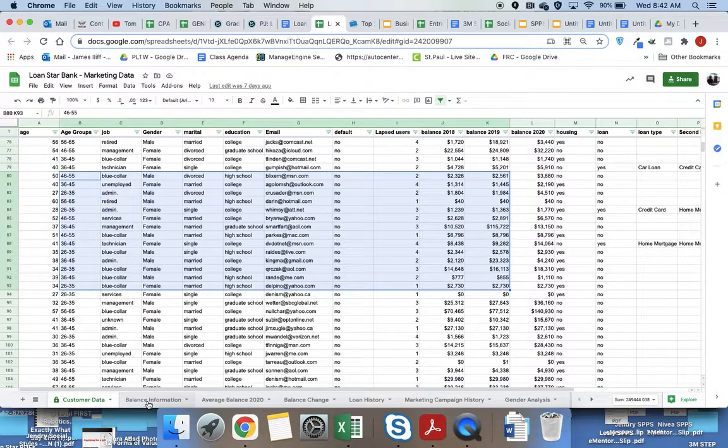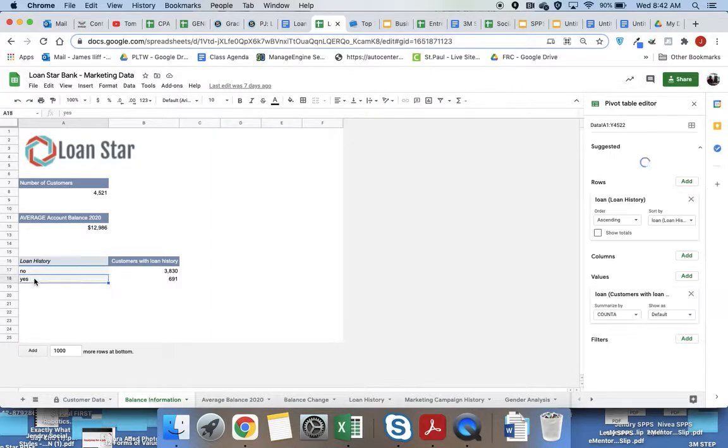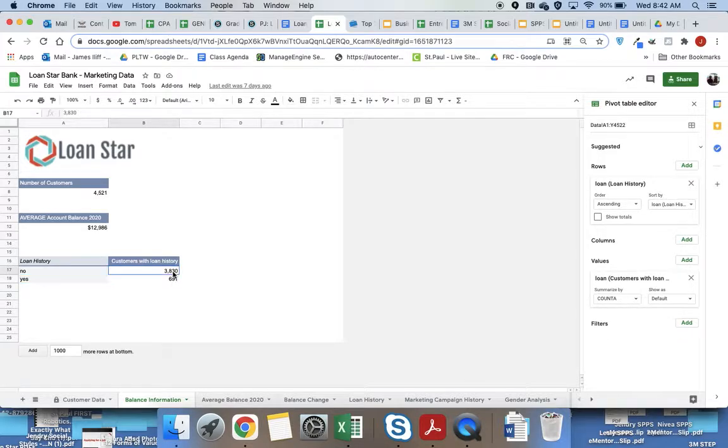And so what you can do is you can click on one of these tabs and you can see that the data has been summarized really cleverly. So look at this. Number of customers, 4,500. Average bank account balance in 2020 is about 13,000. Ooh, and this one's cool. Customers with loan histories. So no loan history and have a loan history. You can see that the vast majority of customers for Lone Star have never taken out a loan, and about 700 have taken out a loan. So that's why, by the way, the bank wants to increase the number of people who have had loans here.